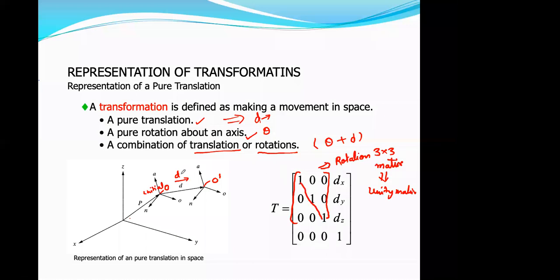And it is having only the translation. Only translation is there. So it can have a dx, it can have a dy, it can have a dz, and the perspective matrix is 0 and scale factor is 1. So this is the transformation matrix, T matrix. Okay, so this is how we can represent the transformation.